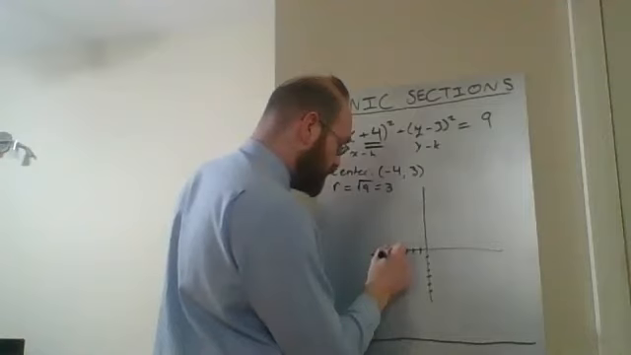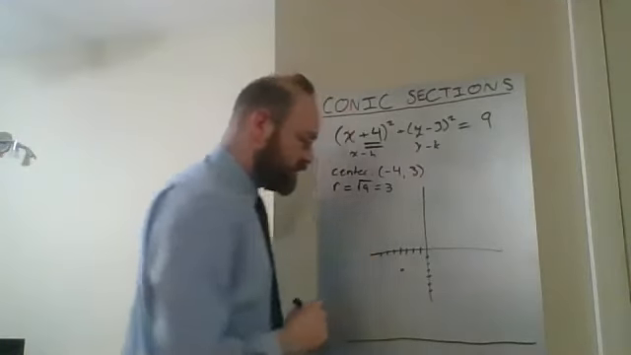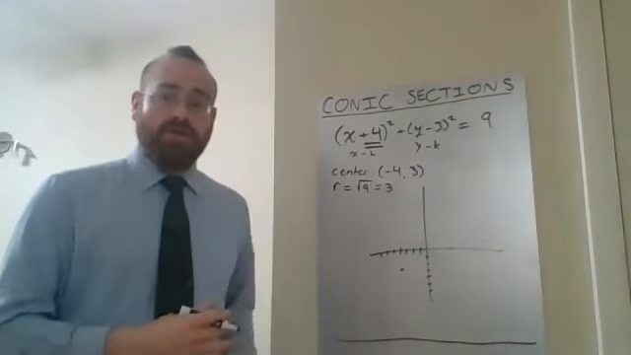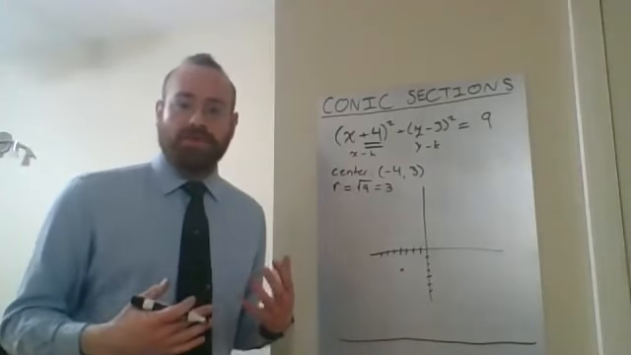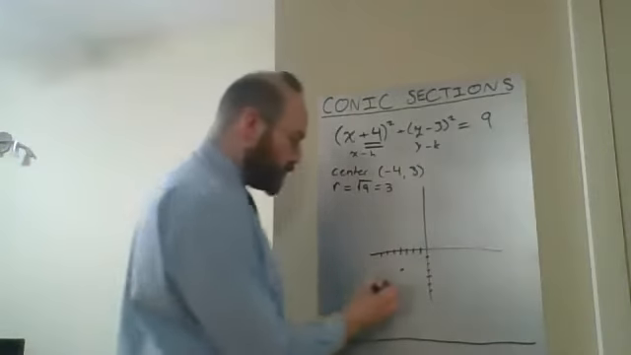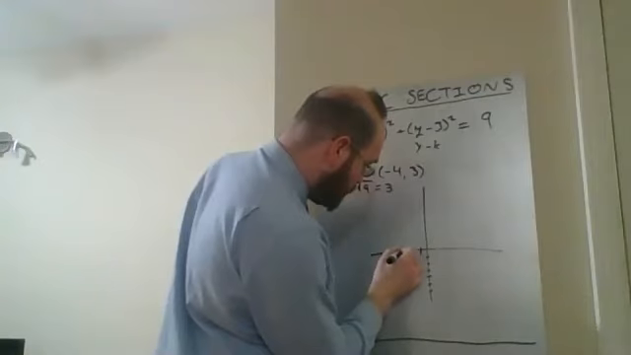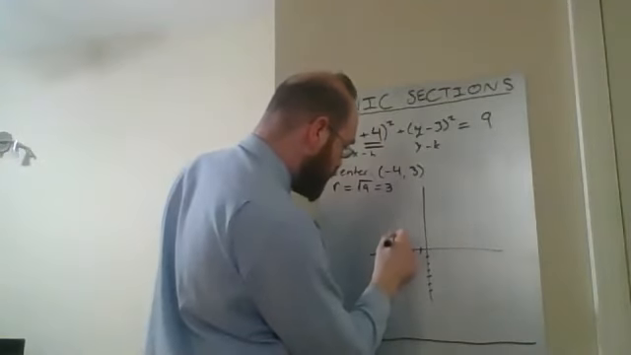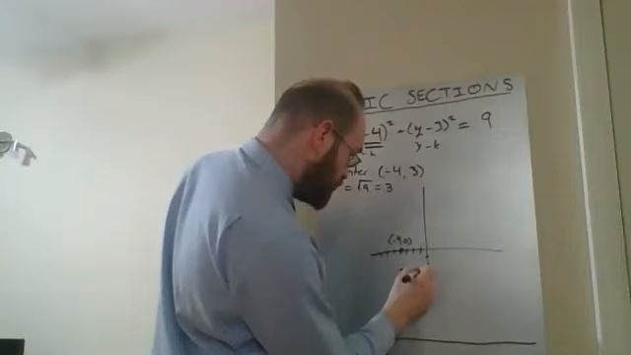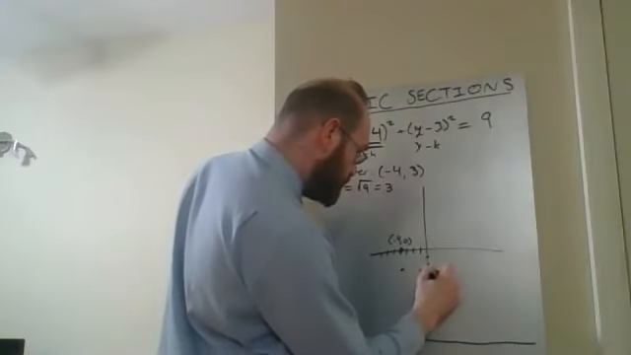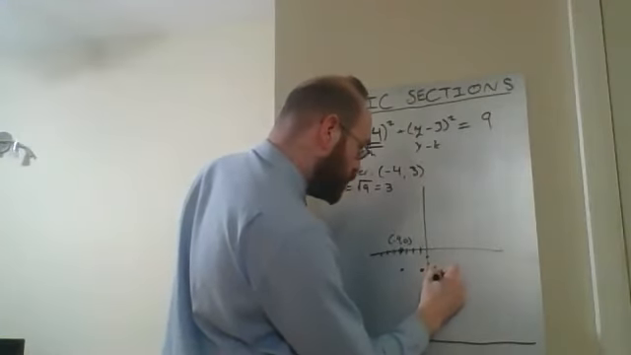We know the radius of the circle is 3. So we can go 3 units in every direction to help give us some points to plot on our circle. So we can go 3 units up. This would be the point (-4, 0). Go 3 points to the right. This is the point negative 1.